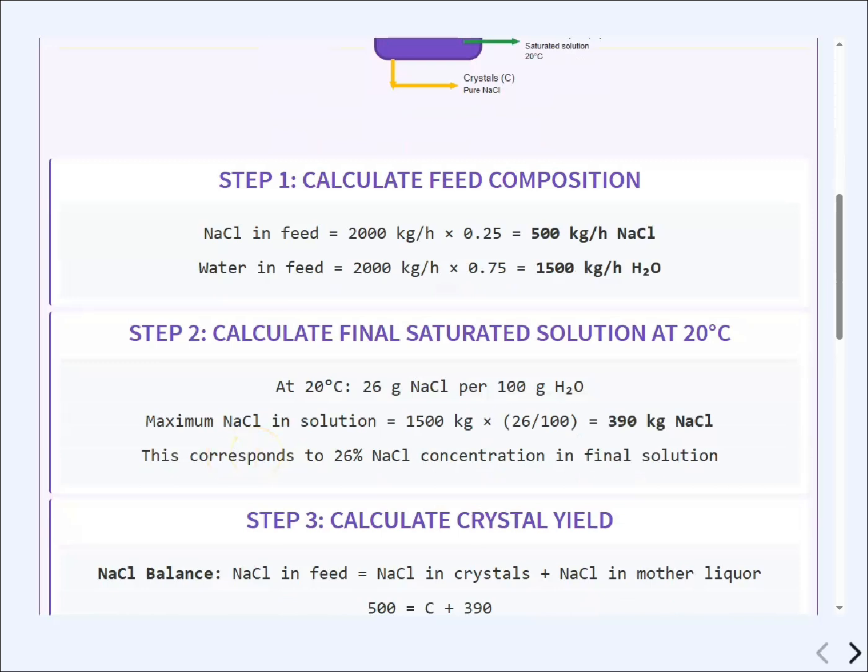Now step 2. What happens at our final temperature 20 degrees? At 20 degrees, we can only dissolve 26 gram of salt per 100 gram of water. So our maximum NaCl in solution is equal to 1500 kg times 26 by 100. So that is 390 kg NaCl. This means 390 kg salt stay dissolved and the rest must crystallize out.